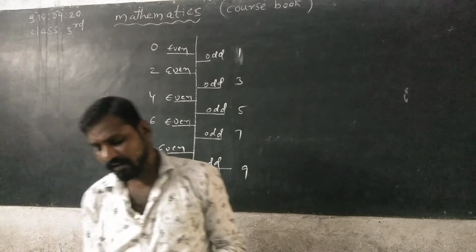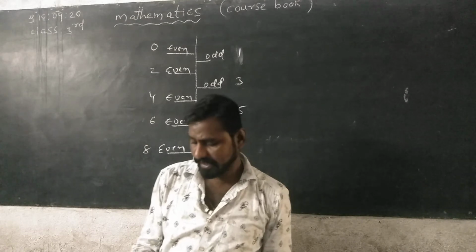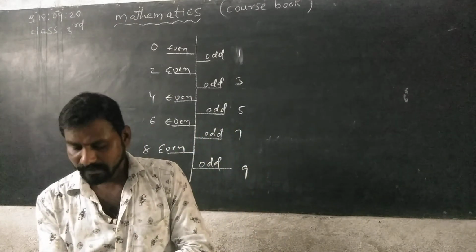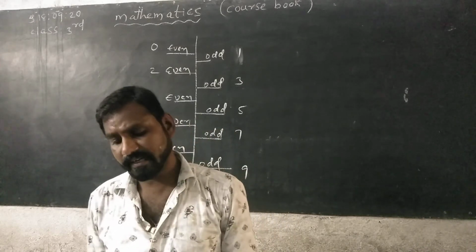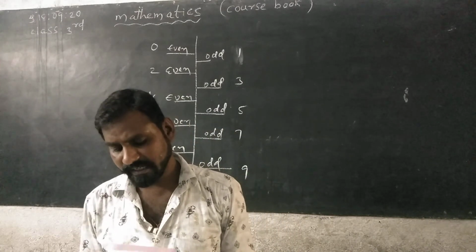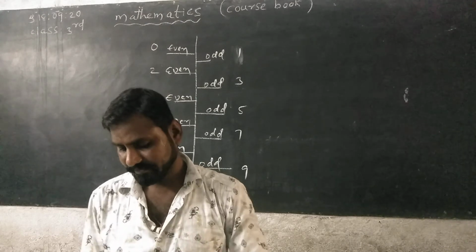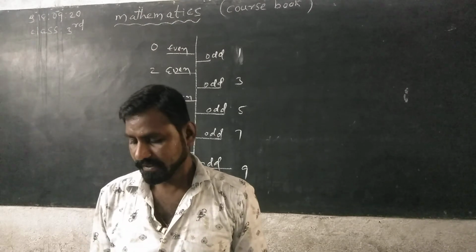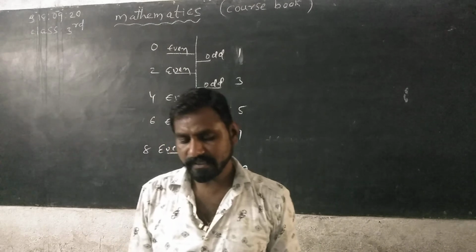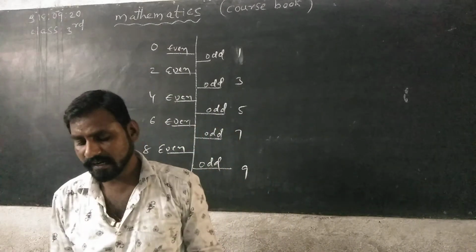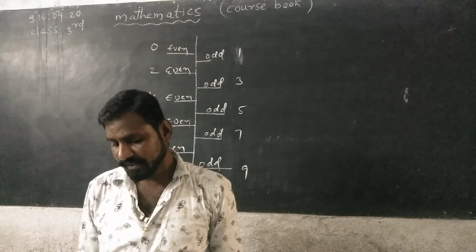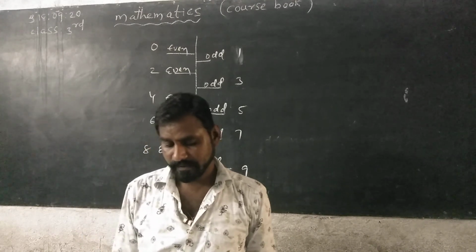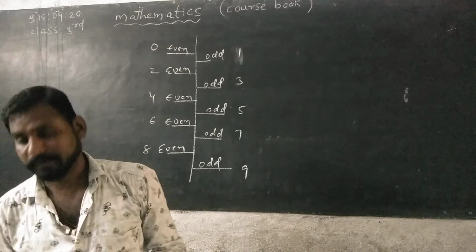So today our class is completed. Tomorrow we will discuss the activity book. Okay, course book first chapter completed. See here, beta, shapes and spatial understanding and numbers also both completed. So everybody tomorrow bring activity book. Okay.